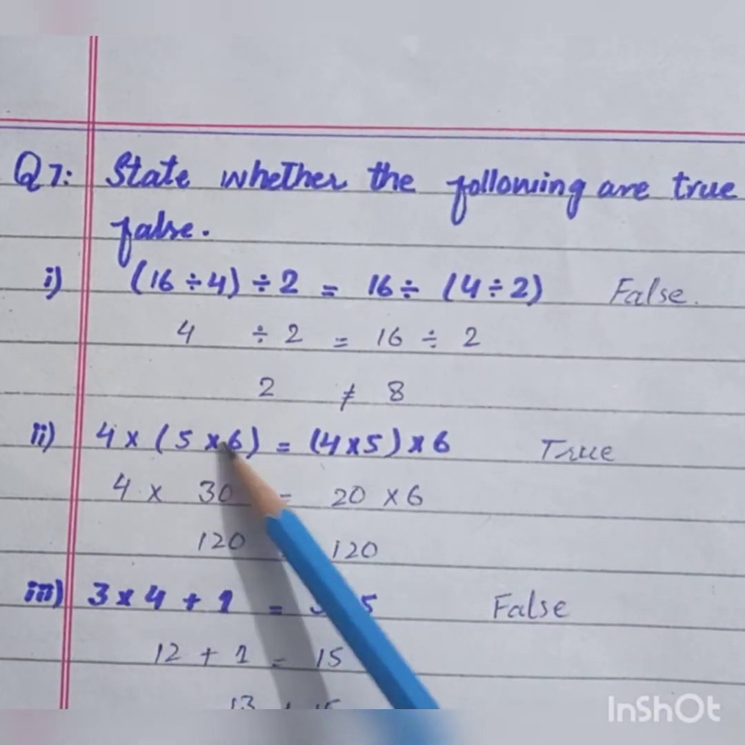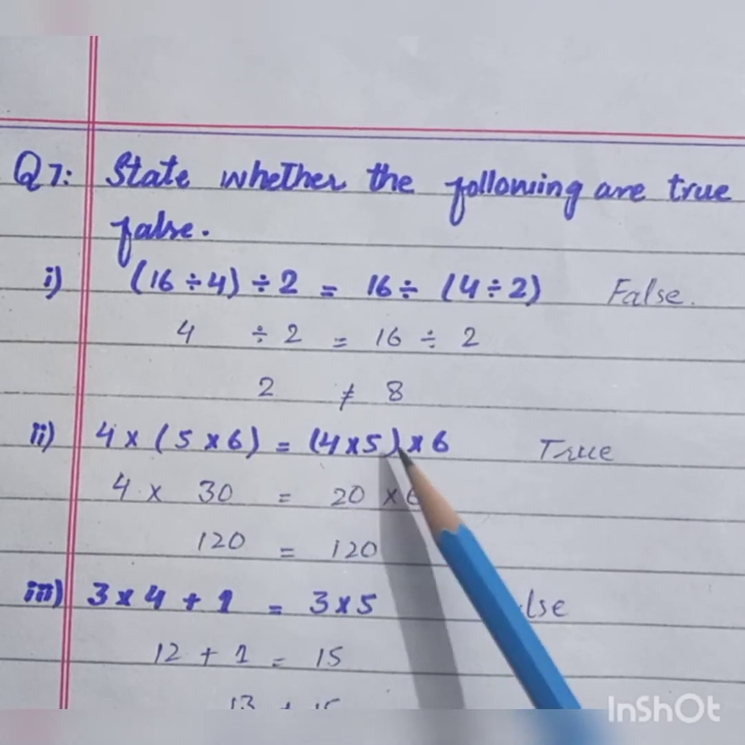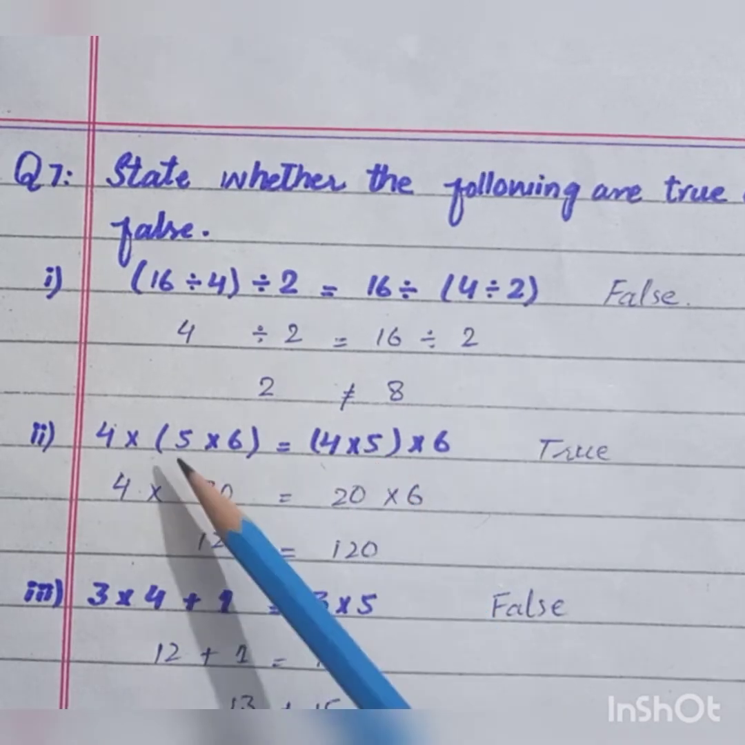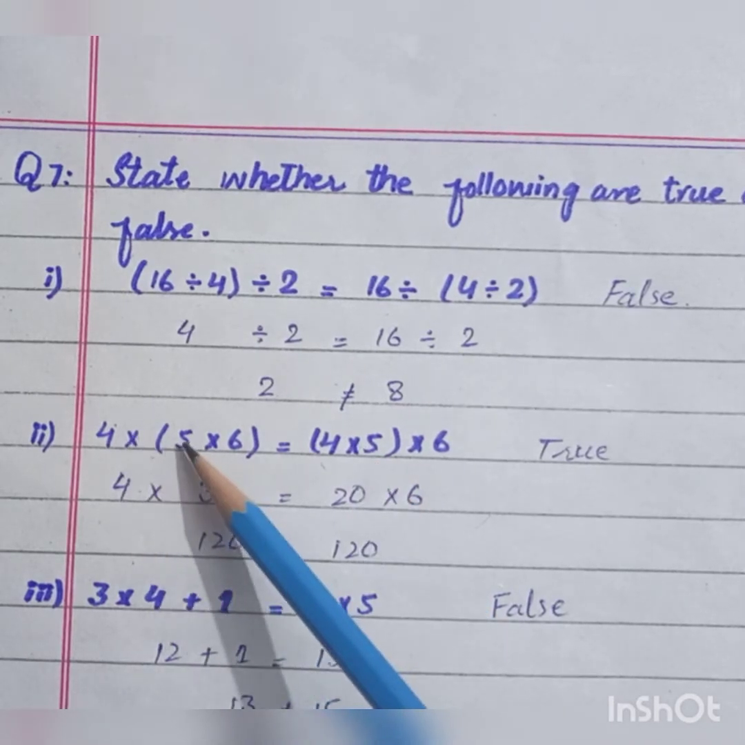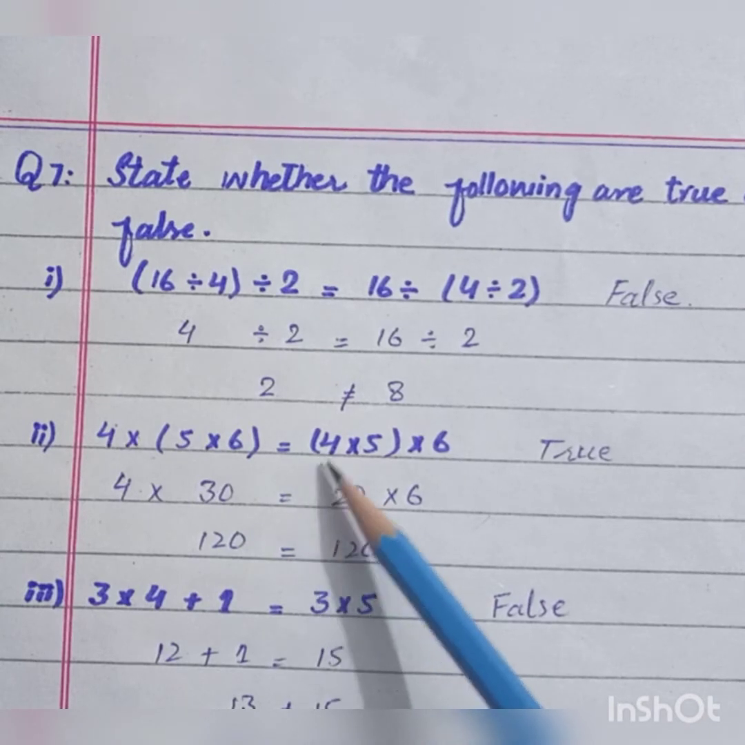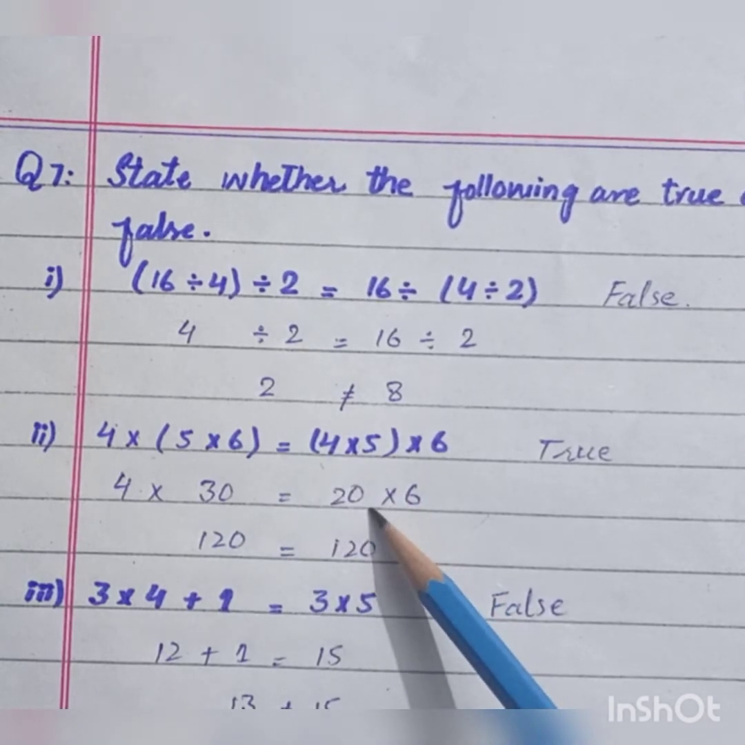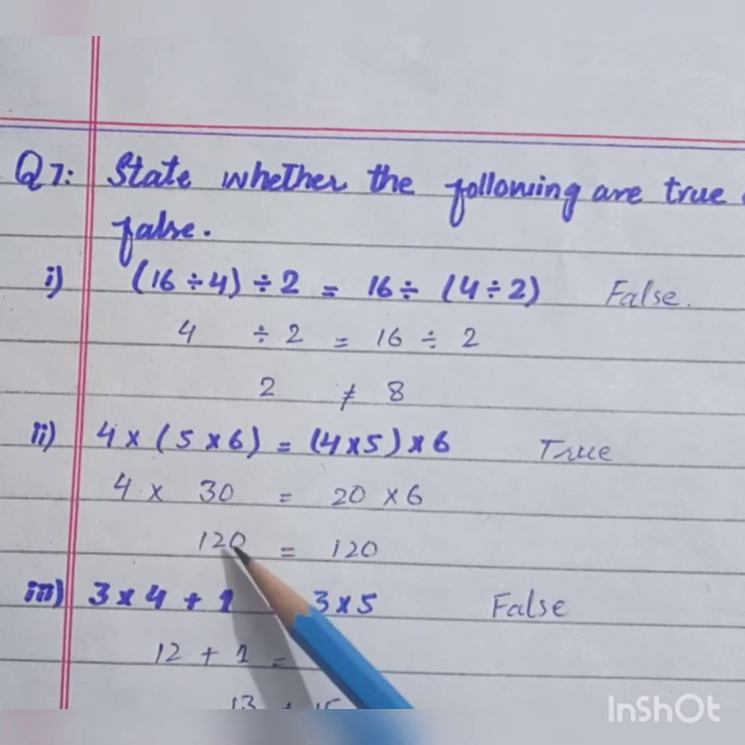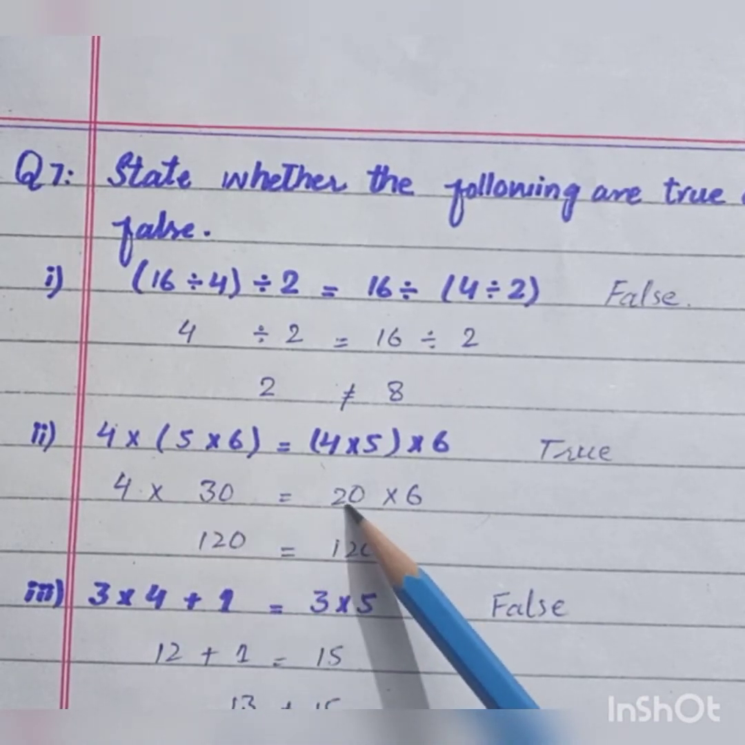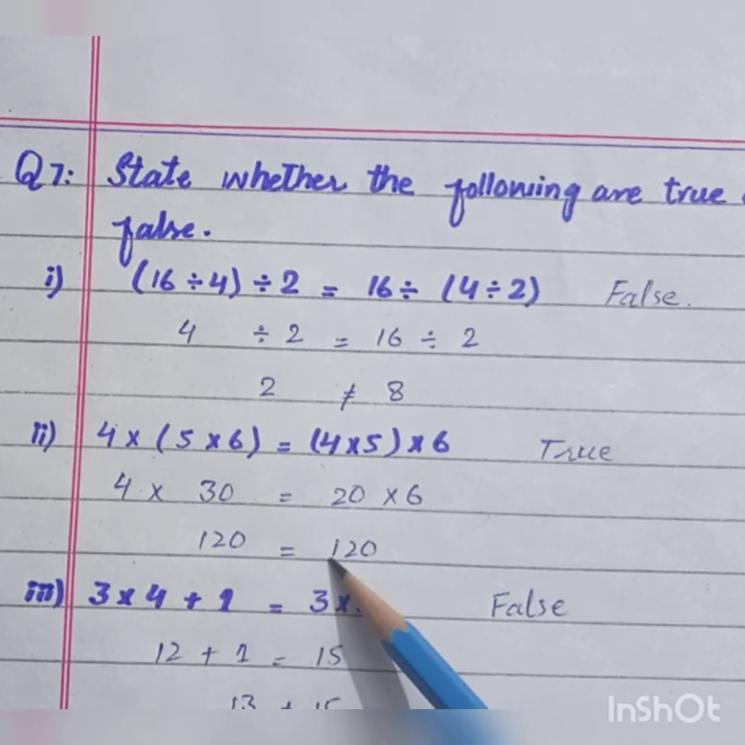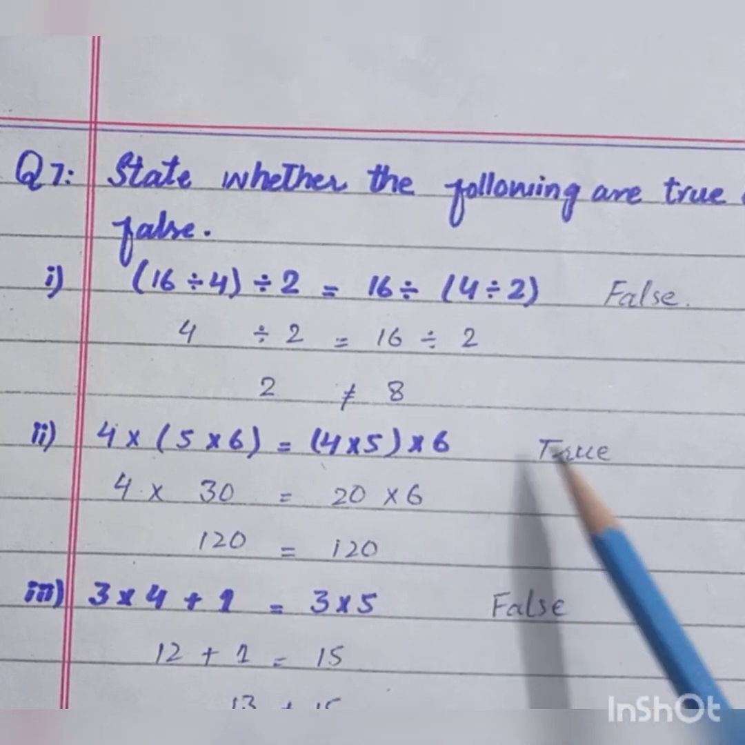4 multiplied by 5 multiplied by 6 is equal to 4 multiplied by 5 multiplied by 6. There is a change in the grouping. So let's solve: 4 as it is, multiplied by 5 multiplied by 6, and the answer is 30, is equal to 4 multiplied by 5, and the answer is 20, multiplied by 6 as it is. If we multiply 4 multiplied by 30, the answer is 120, and if we multiply 20 by 6, the answer is 120. We can see that both of these have equal answers, which means that the given statement is true.